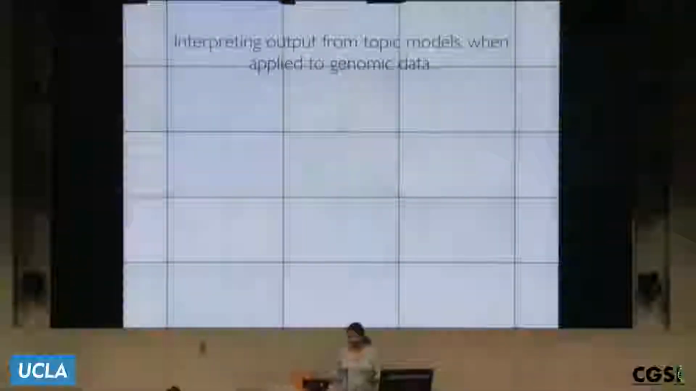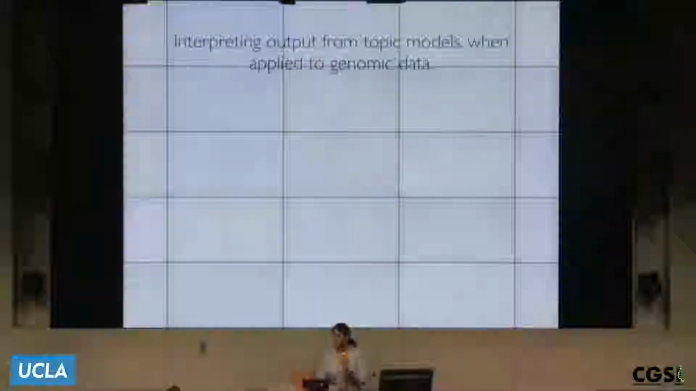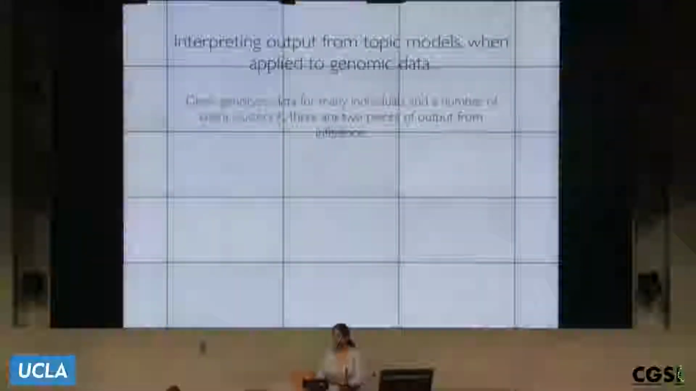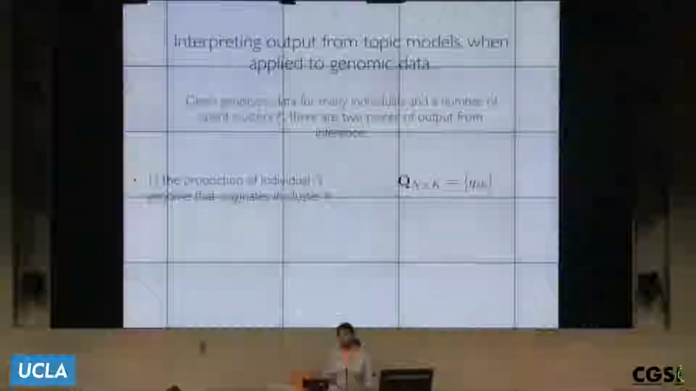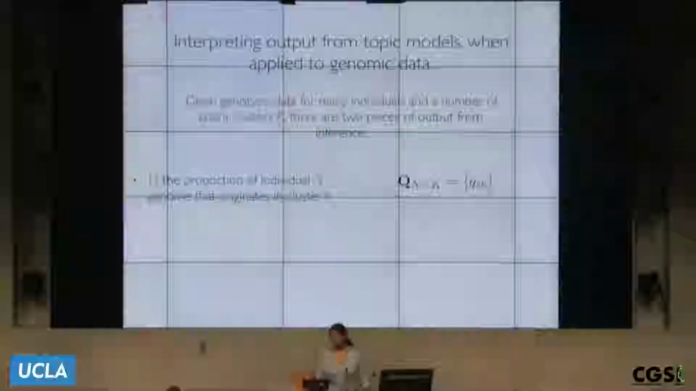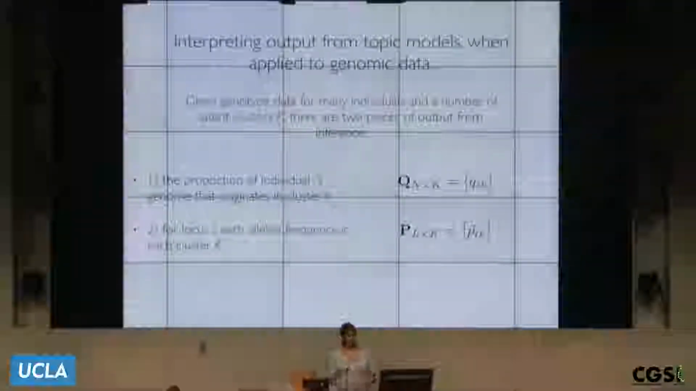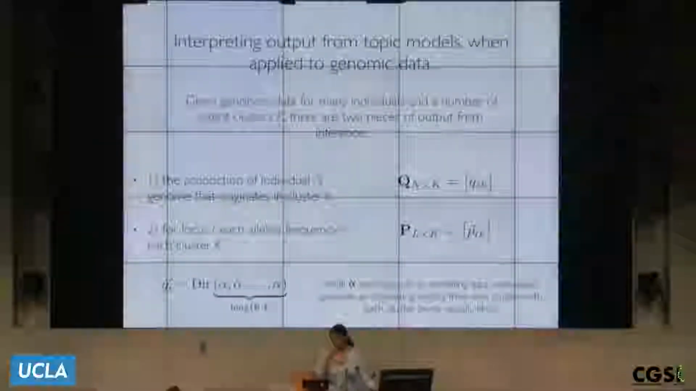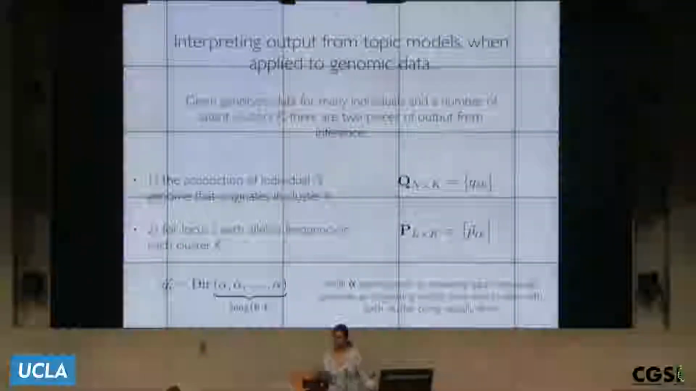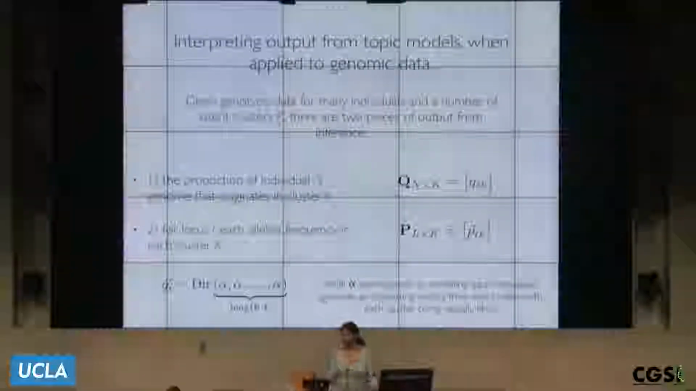OK, so when we interpret the output from topic models in genomic data, given this genotype data and the number of latent clusters, we get 2 pieces of output. And the first is this Q matrix. That's what we always look at in genomics, right? It's the proportion of an individual's genome that originates in cluster K. So it's an n by k matrix, and this is what we're used to seeing in these stacked bar charts. But we also get another piece of output, which is the P matrix, which is for each locus L, each allele's inferred frequency in each cluster K. Right? And again, there's this Dirichlet prior on how these membership coefficients are distributed, and in practice in structure, alpha has a uniform prior over a large range, and it's updated in MCMC using a Metropolis-Hastings step.